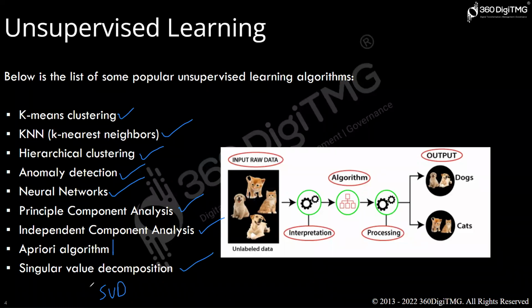So K means clustering. What is meant by K means clustering? K means clustering is basically a simple unsupervised learning algorithm that is used to solve clustering problems. The name itself says K means clustering, which means we are going to do clustering. Okay.